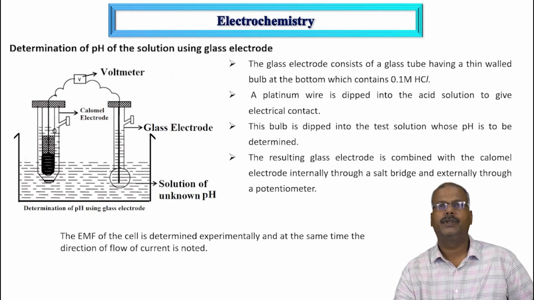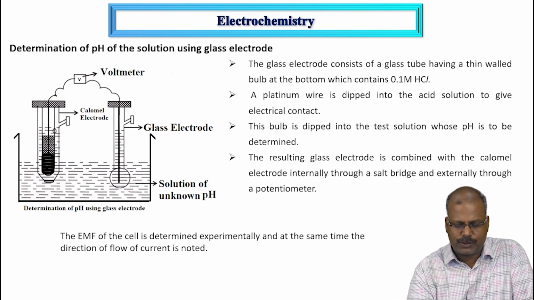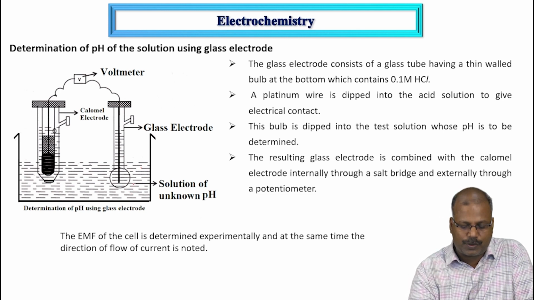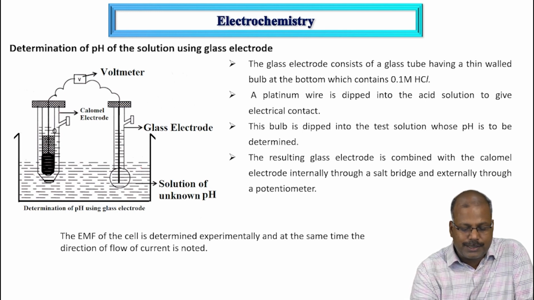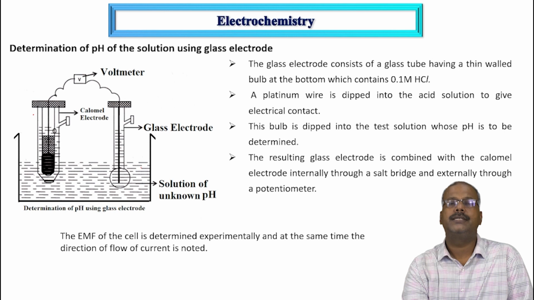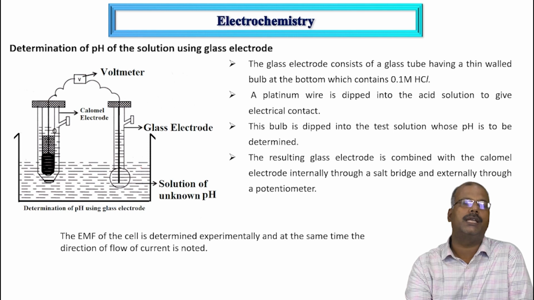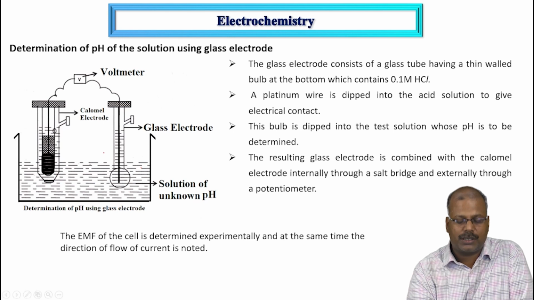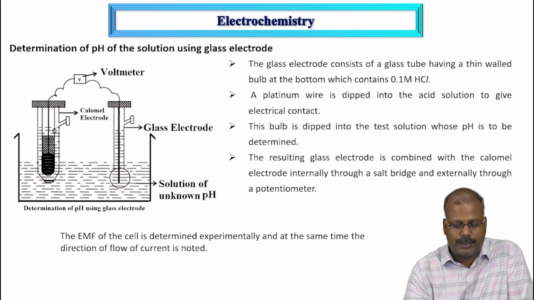The determination of the pH of a solution using a glass electrode we have just shown here. This is the solution of unknown pH, also called the test solution, whose pH has to be determined. This is a glass electrode representation. We have a glass bulb fully immersed in the test solution. And this is a calomel electrode, which is a standard electrode. Your glass electrode has an internal reference electrode of AgCl. This is the external standard electrode. Both these electrodes are connected to a potentiometer or voltmeter, which will give the value of your pH.